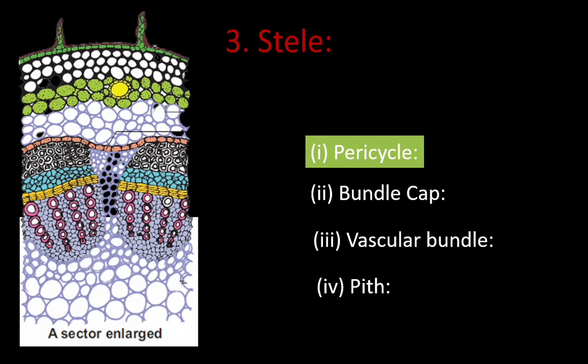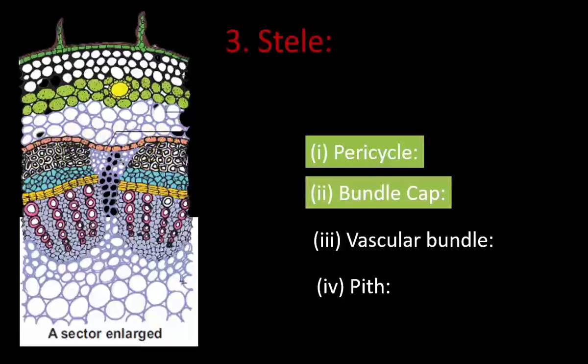Pericycle forms the outer part of stele. Here the pericycle is made up of bundle caps. In between the bundle caps there are thin walled parenchyma cells. Here there are two vascular bundles. Above the vascular bundles, bundle caps are seen. We can see two bundle caps. In between the bundle caps, thin layered parenchyma cells are present. The bundle caps with the parenchyma in between form pericycle.